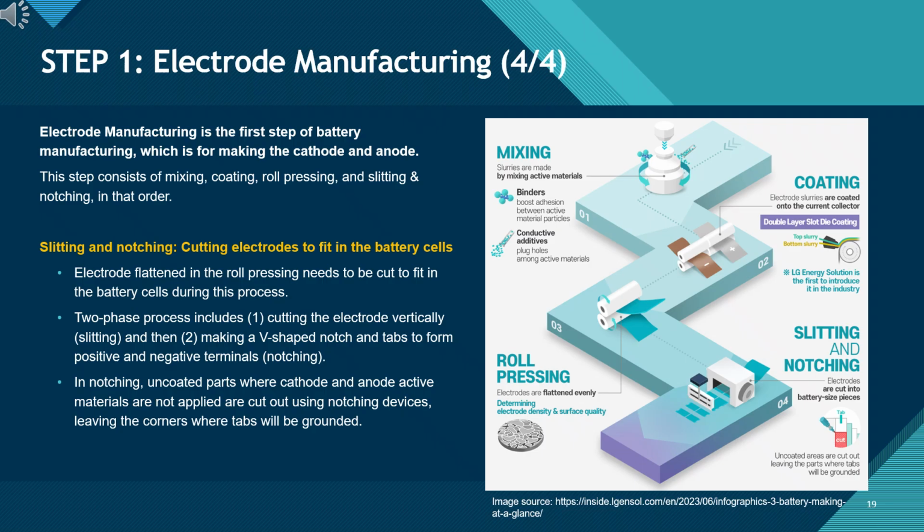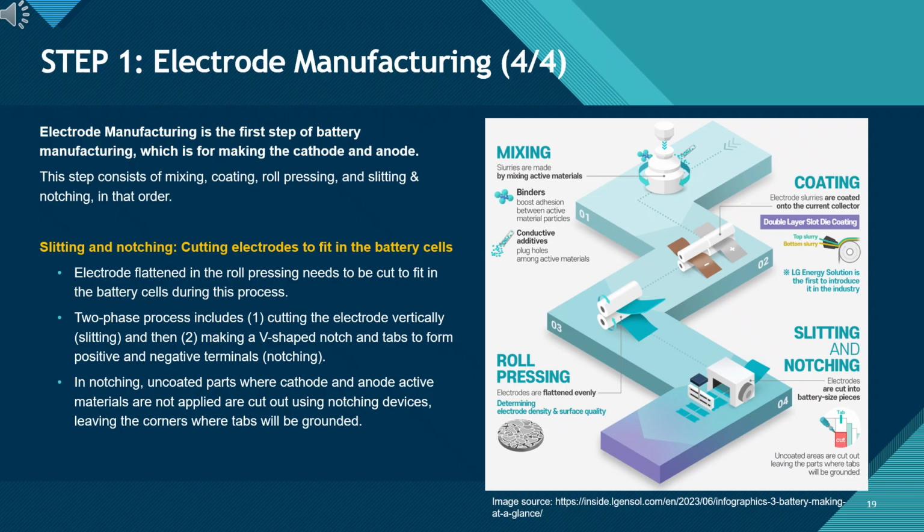Step 1, Electrode Manufacturing, Part 4 of 4 for slitting and notching. In this final electrode manufacturing slide, we look at slitting and notching, where the long, rolled electrodes are cut to the exact size needed for the cells. First, the wide electrode sheet is slit vertically into narrower strips to fit the cell format. Next, in the notching step, a V-shaped cut and tab areas are formed.